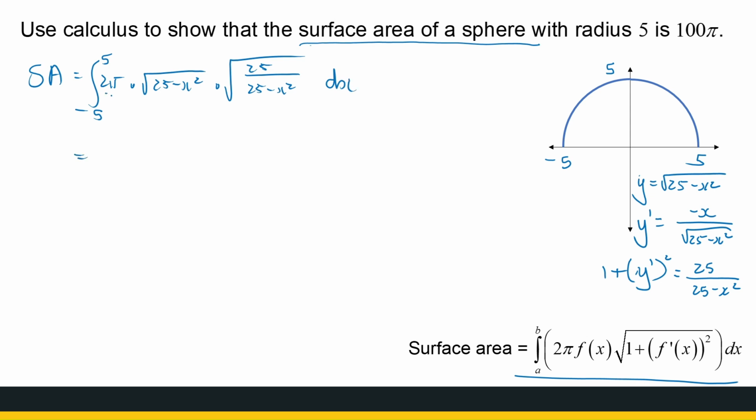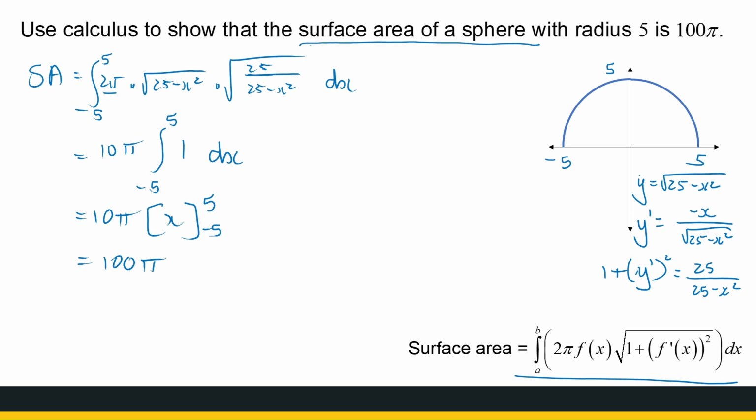Let's take the constants out. I've got a 2 pi and there's a 25. The root of 25 is 5 times 2 pi. That gives me a 10 pi. Integral from minus 5 to 5. I've got the root of 25 minus x squared times 1 over the root of 25 minus x squared, which gives me 1. So that one very quickly collapsed into something very simple. So the antiderivative of 1 is x, so I've got x between 5 and minus 5. So 5 minus minus 5 is 10, so I've got 10 pi times 10, which gives me 100 pi, which my original formula gave me. So we're happy with that one.